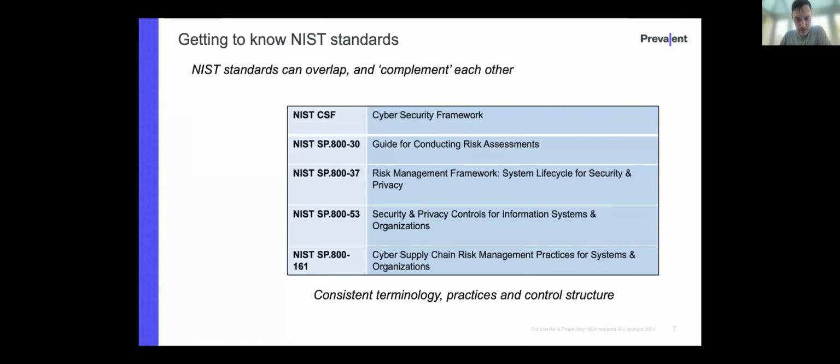Okay, and consistent terminology, practices, and control structure throughout. Again, it's always worth noting, it can always be a bit mind-boggling at first when you're presented with multiple standards and frameworks. One of the first things that can be mind-boggling is just the type of terminology. But there is a consistency that NIST brings across its wider family of standards and frameworks.